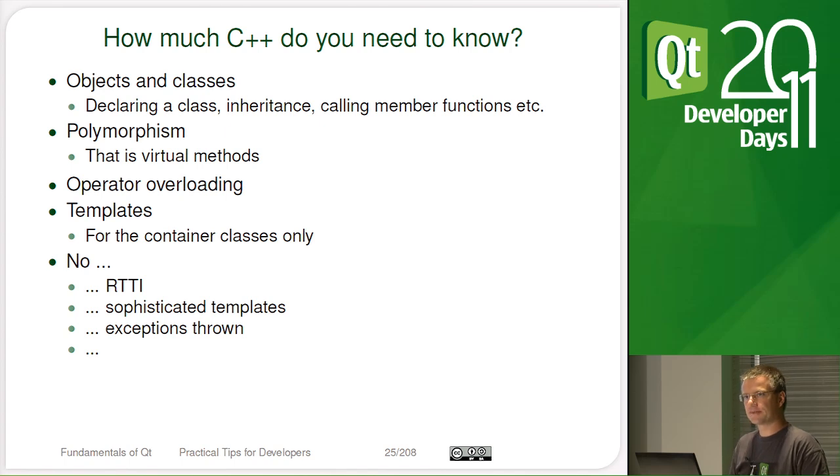You have to think about polymorphism, which is mainly virtual methods you have to use. You have to deal with operator overloading whenever you need that. But you don't have to deal with templates normally. The only thing which needs the usage of templates is the Qt container classes, which we will learn in the core classes today. You don't need to know about runtime type information, RTTI, because Qt has its own way of doing that. You don't have to think about sophisticated templates and exceptions.